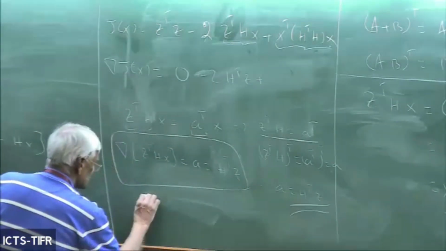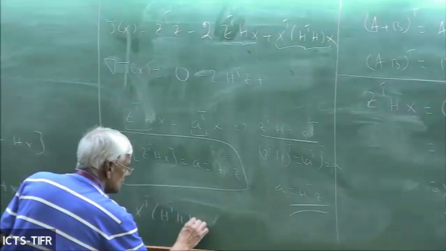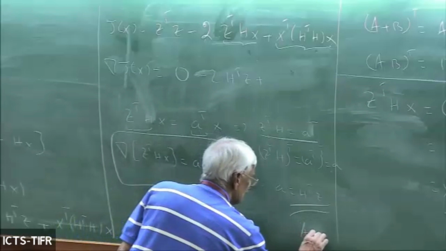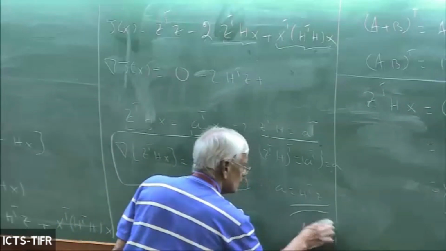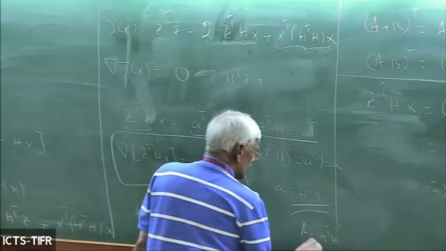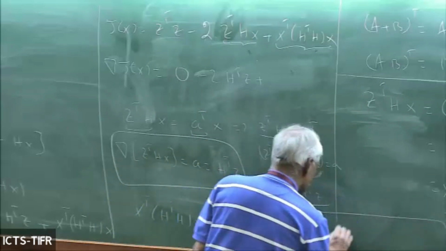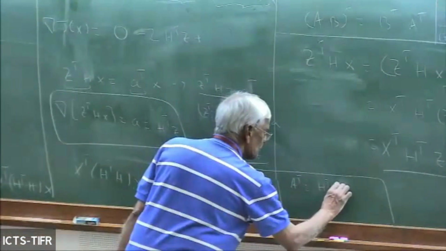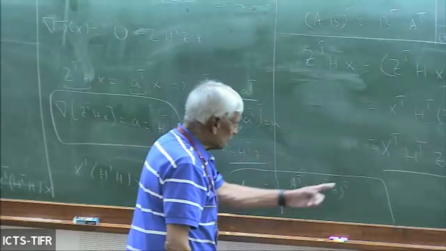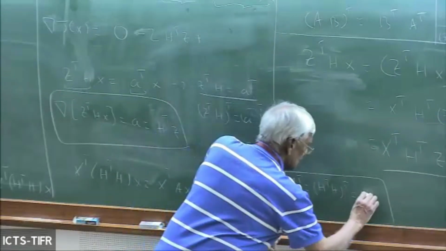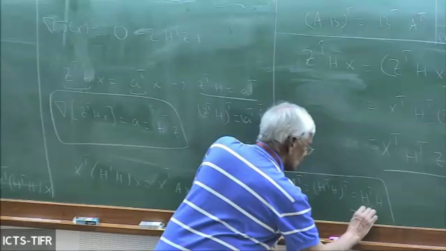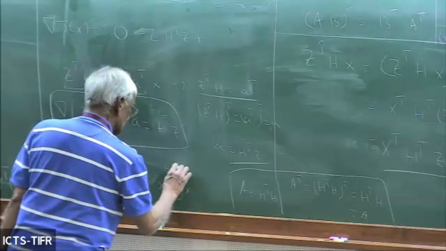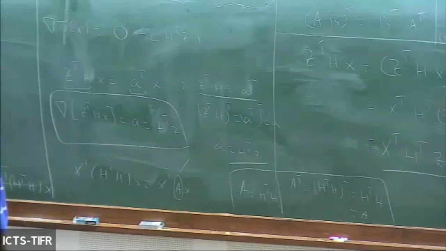x transpose H transpose H x is equal to x transpose A x, where A will be equal to H transpose H. So what is A transpose? A transpose is equal to H transpose H, transposed. The transpose of a product is taken in the reverse order. This is H transpose H. That is equal to A. So A transpose is A when A is this. A is symmetric.